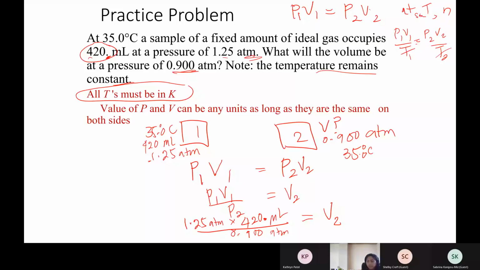So what did you get for the answer? I got the answer as 583.33. Is that correct? Did I follow the significant figures? No. So V2 equals 583 milliliters. That's the correct answer. Questions?